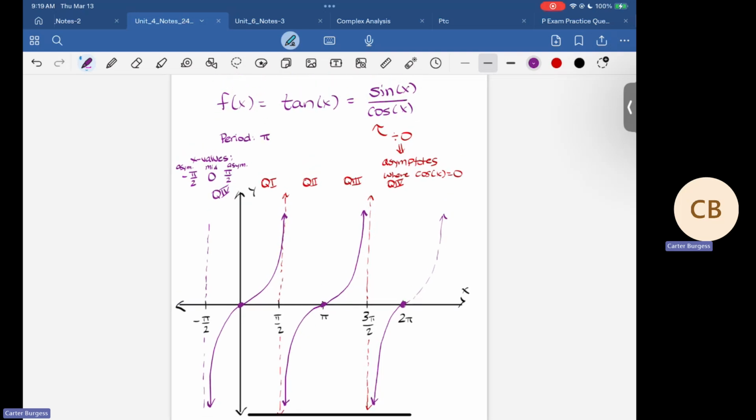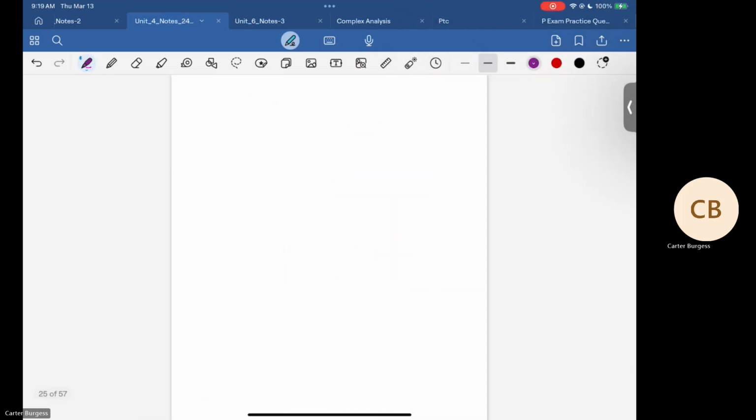So I want to take a look at the 6162 worksheet, example 3 here. We are told that f of x is equal to 2 times the tangent of 2 times x minus 3 pi over 4. And we are trying to graph this particular function.